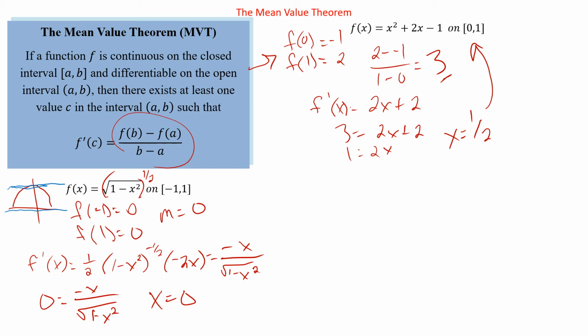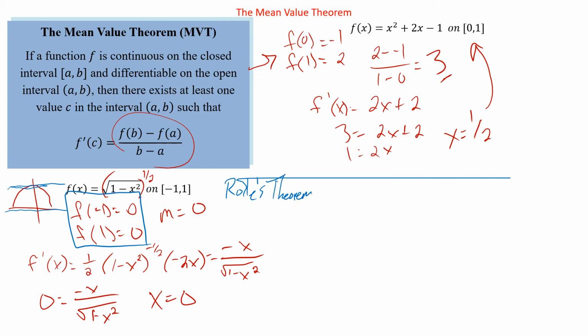This particular application, when these two things are equal, is called Rolle's theorem. It's just an application of the mean value theorem where when f of a equals f of b, then at some point the derivative will equal 0.